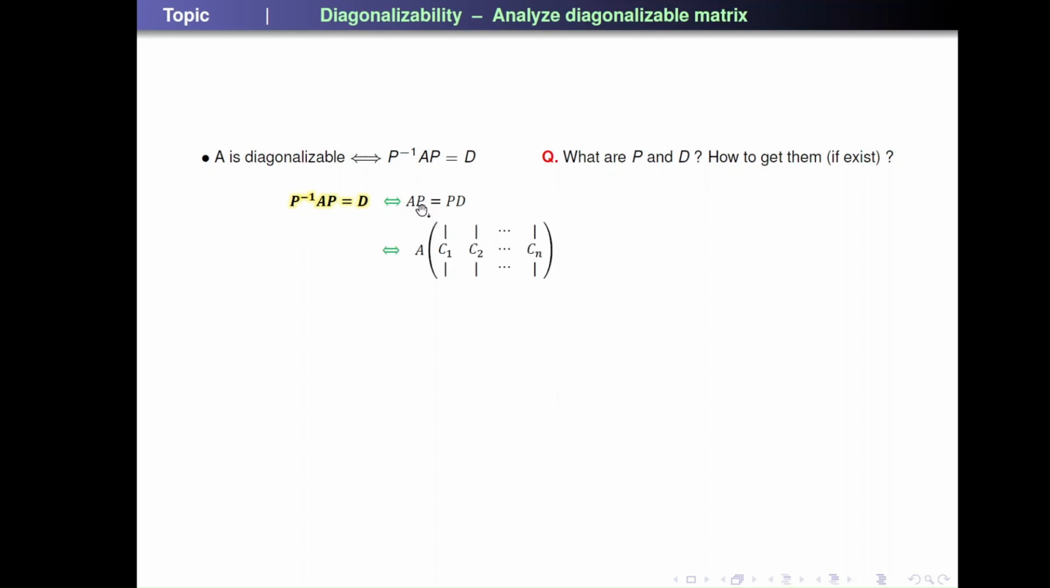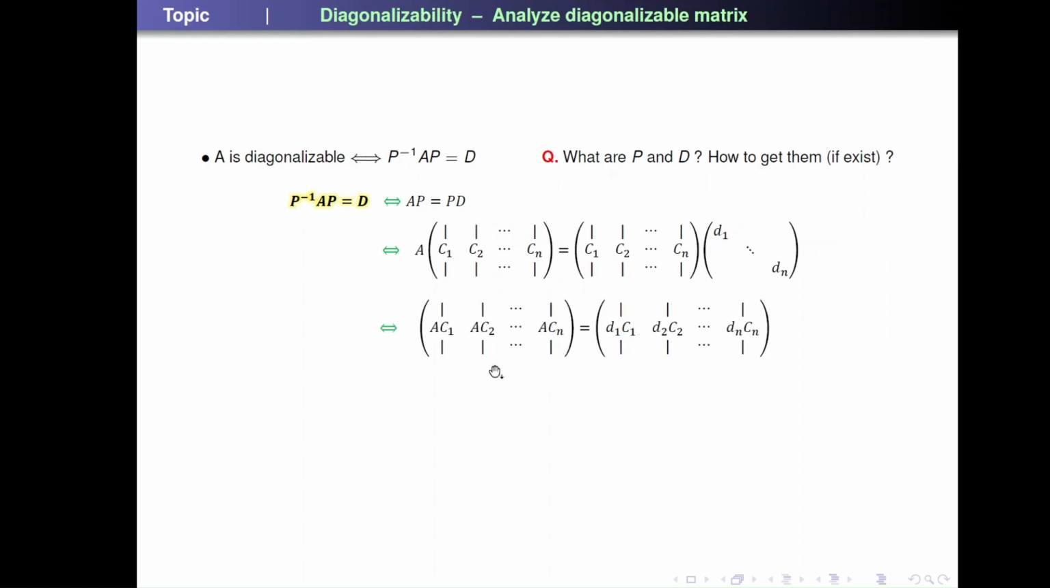If we write P in its column form, here C1 is the first column of P, C2 is the second column of P, and Cn is the nth column of P, then on the right hand side we can write P times some diagonal matrix D. Here I am writing D1 as the first diagonal entry of the matrix D, and Dn as the nth diagonal entry of the matrix D. Now, if we multiply the left hand side and right hand side, we get these two matrices.